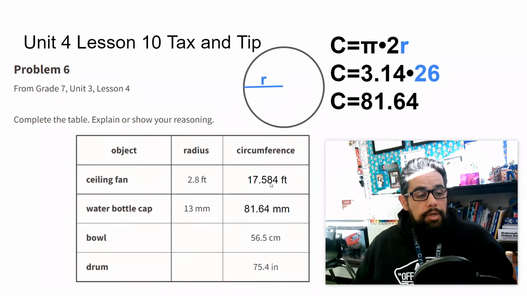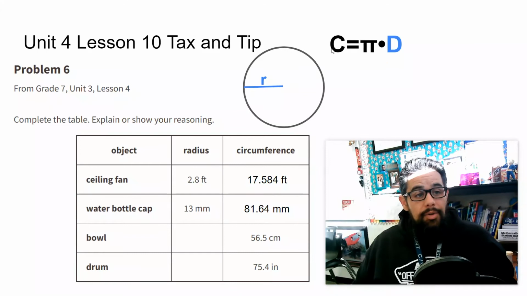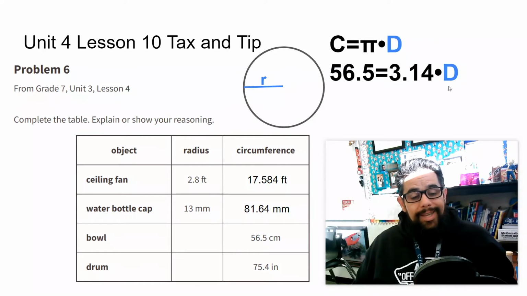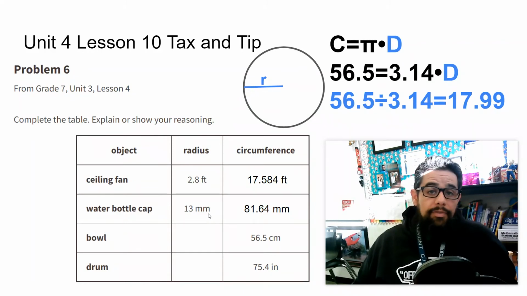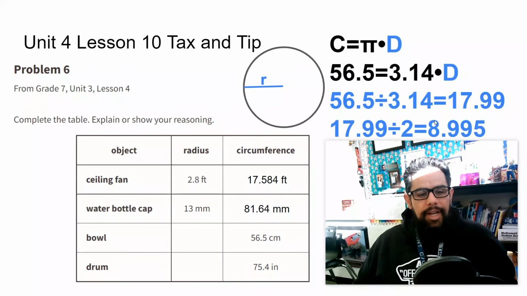Now for the bowl, it's the same relationship, but now I'm going backwards. So now I know the circumference. So here I have the circumference, 56.5 equals pi times the diameter. Okay, so now I'm thinking what number times pi is going to give me this? To find that number, I'm going to divide. So I divide these two numbers and I get 17 99 hundredths. But now in the table, it's asking me for the radius. So I'm going to do half of that, which is 8 995 thousandths.